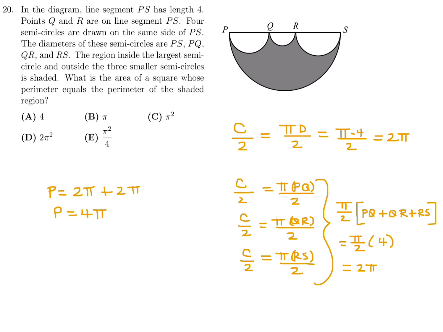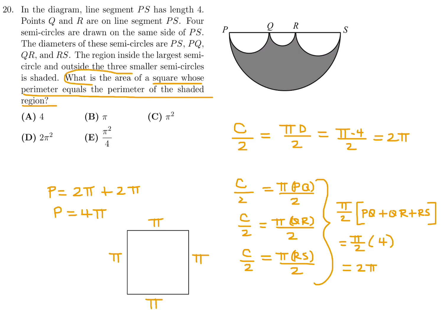Now what they're saying is that they have a square, and that square also has perimeter 4 pi. It says the same perimeter, the perimeter of the shaded region. So if the perimeter of the square is 4 pi, that means each side is pi. And then finally, they want you to figure out the area of that square. Well, the area of that square would be pi squared, pi times pi. And number 20, therefore, is C.